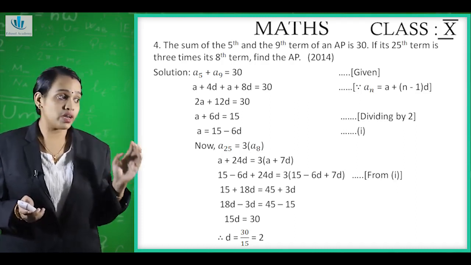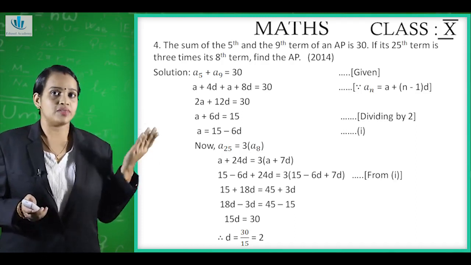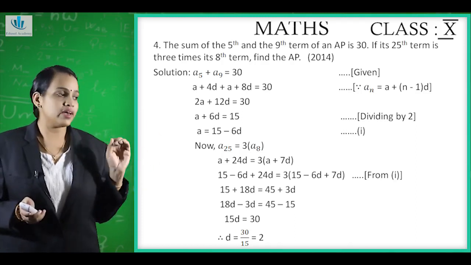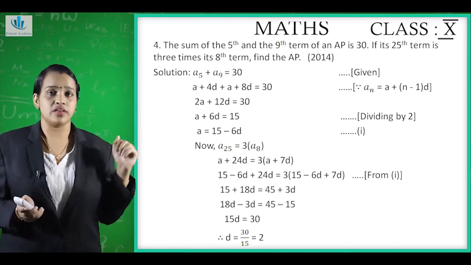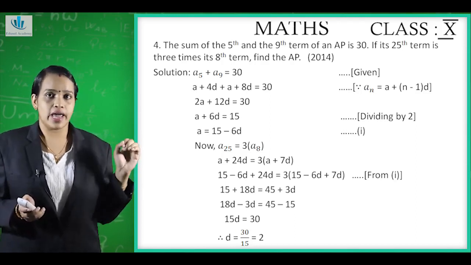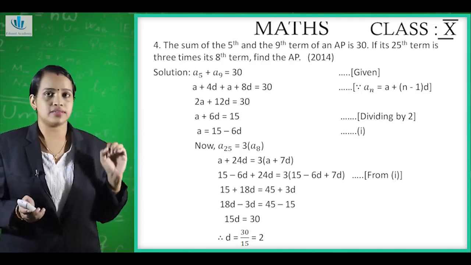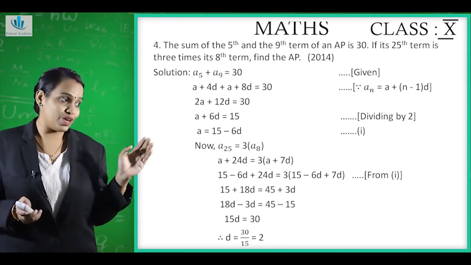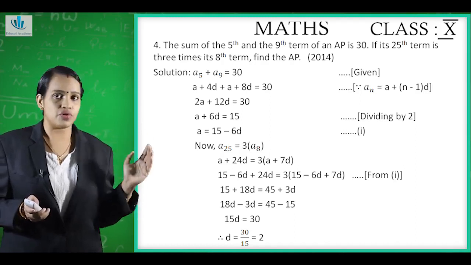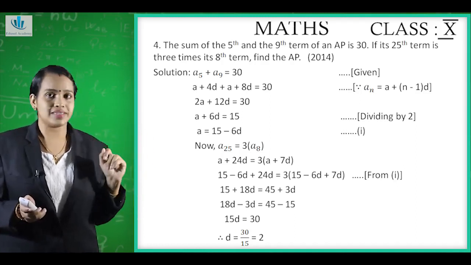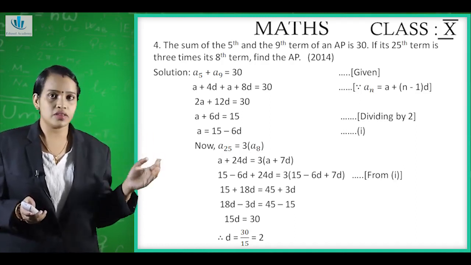If its 25th term is 3 times its 8th term, find the AP. Now this question has appeared in the year 2014. In the question it is said, A5 plus A9 is equal to 30. So it becomes A plus 4D plus A plus 8D is equal to 30.